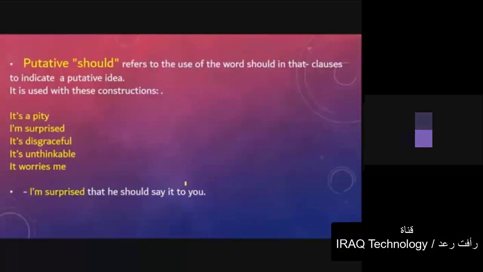Should. Should. Should. Should. Should. Should. Should. Should. Should. Should. Should. Should. Should. Should. Should. Should. Should. Should. Should. Should. Should. Should. Should. Should. Should. Should. Should. Should. Should. Should. Should. Should. Should. Should. Should. Should. Should. Should. Should. Should. Should. Should. Should. Should. Should. Should. Should. Should. Should. Should. Should. Should. Should. Should. Should. Should. Should. Should. Should. Should. Should. Should. Should. Should. Should. Should. Should. Should. Should. Should. Should. Should. Should. Should. Should. Putative. What's the meaning of putative?